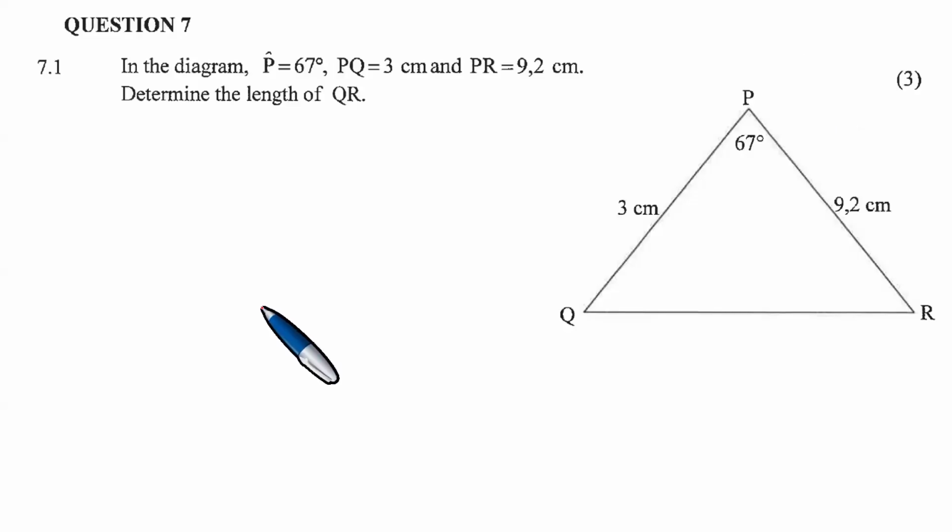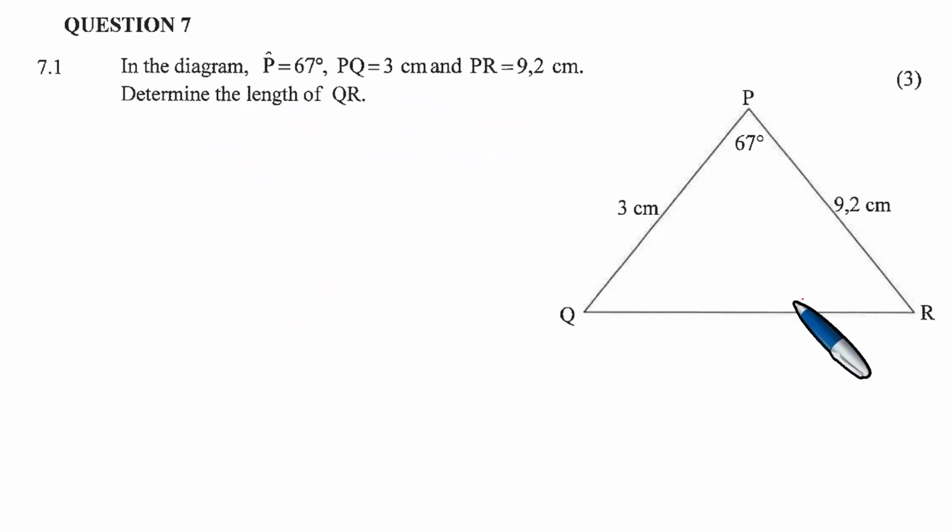In this lesson, we shall focus on the sine rule, the cosine rule, and the area rule. Okay, now we start by looking at question 7. In the diagram, the angle P is 67 degrees, PQ is 3 centimeters, and PR is 9,2 centimeters. Determine the length of QR.